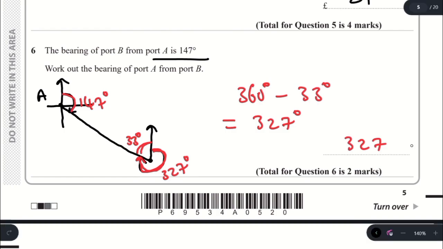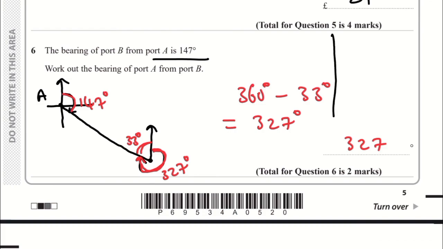So there's actually a simple way of getting your answer. It's called the back bearing tip. Okay, so when you have something like this, if you are told that the bearing of port B from port A is this, work out the bearing of port A from port B. That's back bearing.